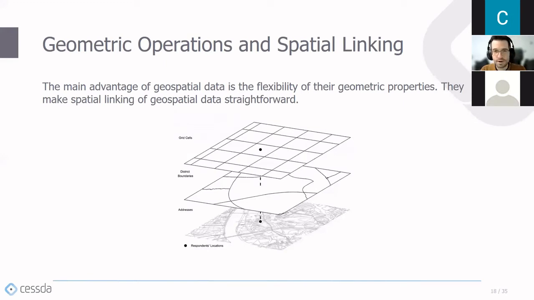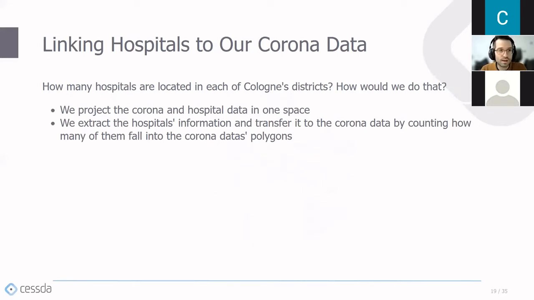So as I said, the main advantage of using geospatial data is the flexibility of geometric operations. I mean, we created new variables based on the same data set. This is something you could also do with simple spreadsheet data. But what is so nice about geospatial data is that you can link data from different data sets to one another or make geometric operations. So one example would be, we have this information about our incidences in each city district. Maybe you will also want to know how many hospitals are located in each district. And this is fairly easy to do with the use of GIS. So this is not specific to R, but this is the way we would do it in R. So what we do is to project, theoretically, the corona and the hospital data in one space. And we then just count how many hospitals are in each district. So how many fall in each polygon of the district as well.